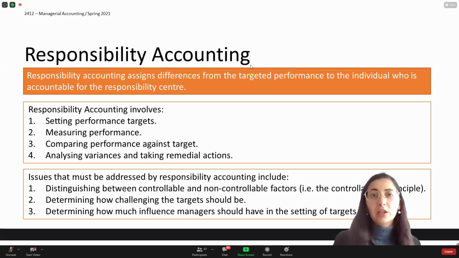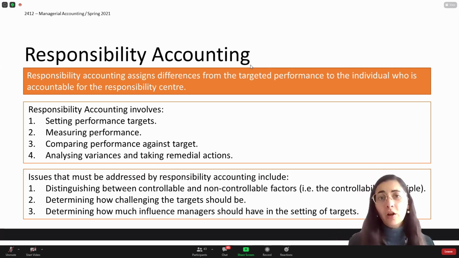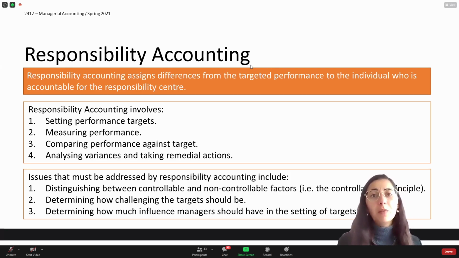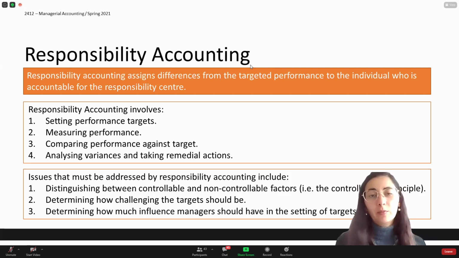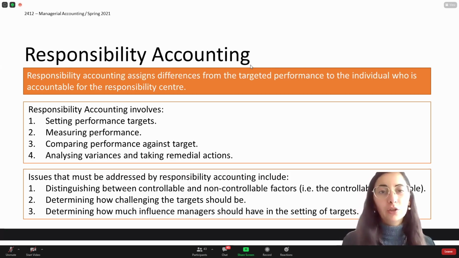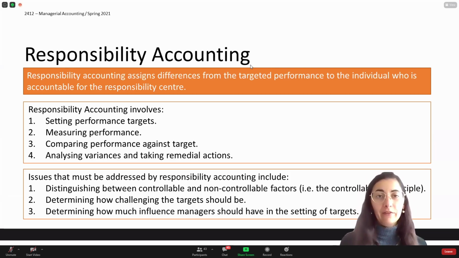I'm pretty sure we can achieve the 500,000, but let me just put 400,000 to feel comfortable, to feel safe. So if the manager has this possibility to influence the target, he will most probably bring the targets down to make sure that he can achieve the targets. So it's important to think about how much influence the managers have.